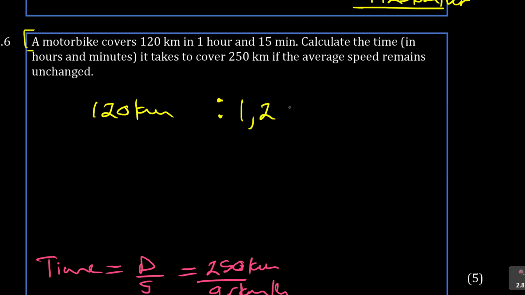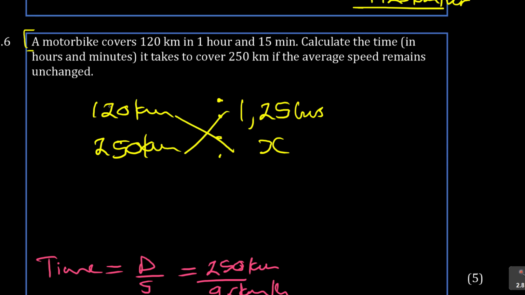Am I right? Yeah. It was 1,25 if I'm not mistaken. So 120 takes 1,25 hours. See that? Now they say calculate the time in this, it takes 250. Then you say, what about 250 kilometers is to what? Is to what I don't know, x. You see, then after that, you do this, cross multiply.